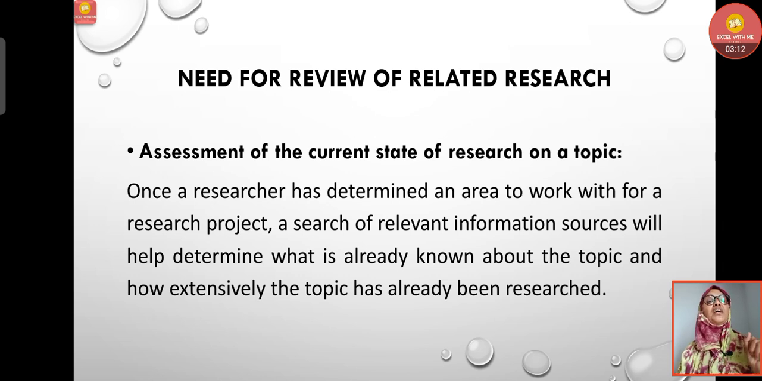So what we do is assess the current state of the research topic which we have chosen. Once a researcher has determined an area to work with for a research project, a search of relevant information sources will help determine what is already known about the topic and how extensively the topic has already been researched. That assessment we need to do first of all. For that, this review of literature is necessary.